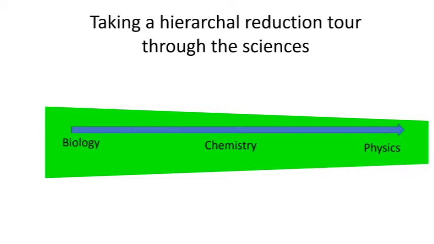Returning to our original hierarchical reduction tour, we have now moved from evolution, which is relating species to each other, down through immunology, which is relating cellular systems together, down through molecular biology, examining both DNA replication, RNA transcription, and protein translation. We are now ready to go one level below molecules and look at the laws of the universe that allow these complex systems to exist in the first place. We are about to enter the world of physics.